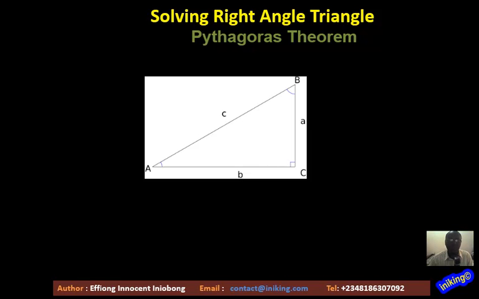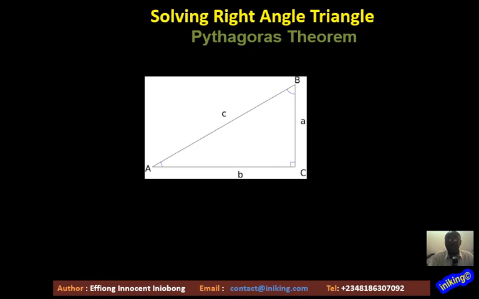Welcome to solving right angle triangles. In the next about 9 video clips, we'll be looking at how to solve a right angle triangle using basically two tools, the Pythagoras Theorem and trigonometrical ratios. But first, what is a right angle triangle?